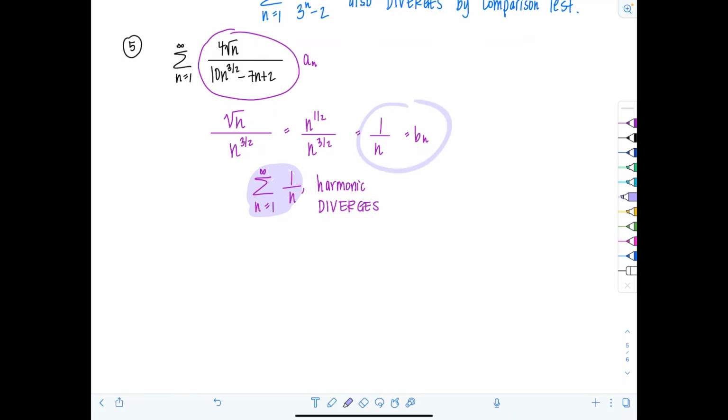This sequence, Bn, that's a convergent sequence. The limit exists as a finite number. The terms go to 0. It's the series that diverges. So make sure you always write out that sigma, okay, when you're doing comparison or limit comparison test. All right, so harmonic series diverges. Most likely our series will diverge as well.